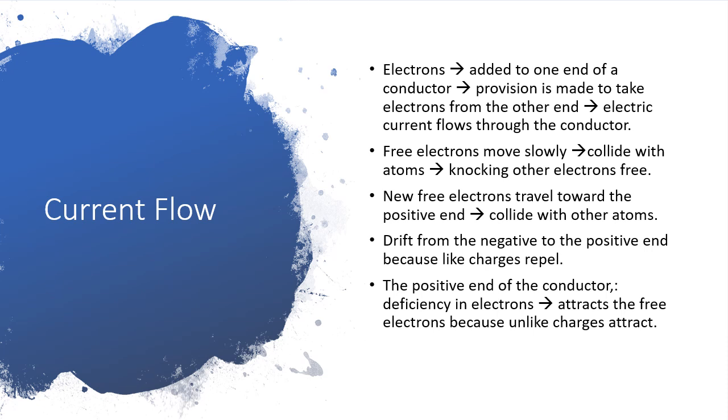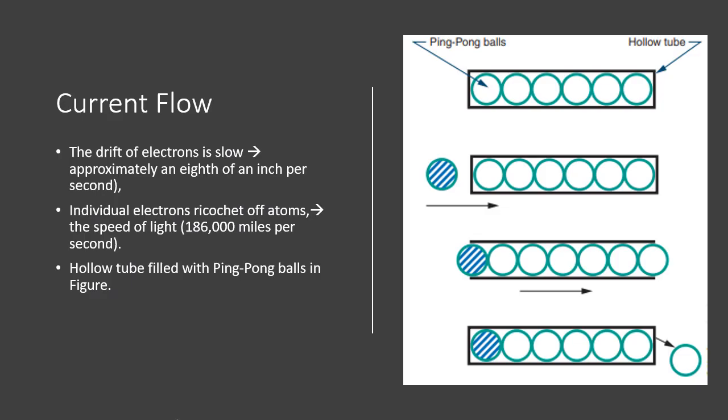The electrons drift from the negative to the positive end of the conductor because like charges repel. In addition, the positive end of the conductor, which represents a deficiency in electrons, attracts the free electrons because unlike charges attract. The drift of electrons is slow, approximately an eighth of an inch per second, but individual electrons ricochet off atoms, knocking other electrons loose, at the speed of light, 186,000 miles per second.